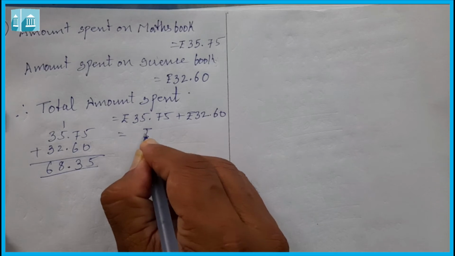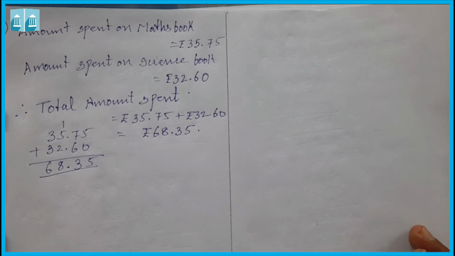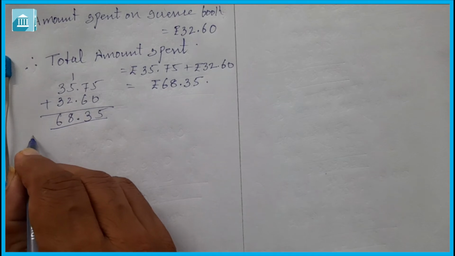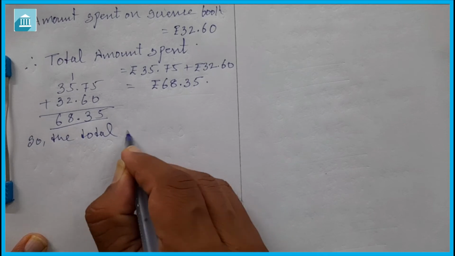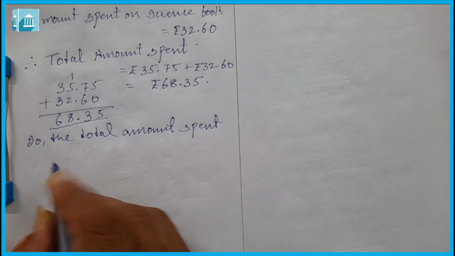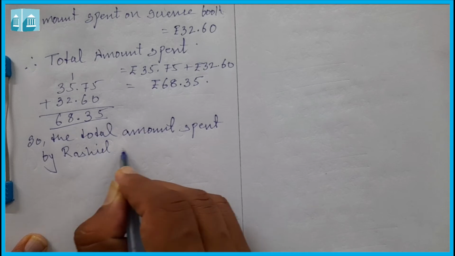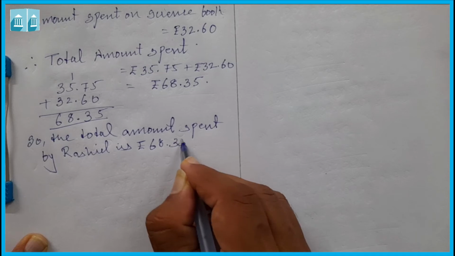So it is equal to rupees 68.35. So the total amount spent is equal to 68.35. So we can write that the total amount spent by Rashid is rupees 68.35.